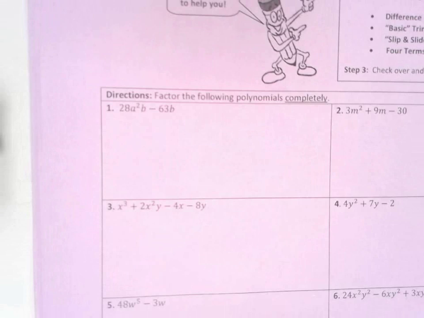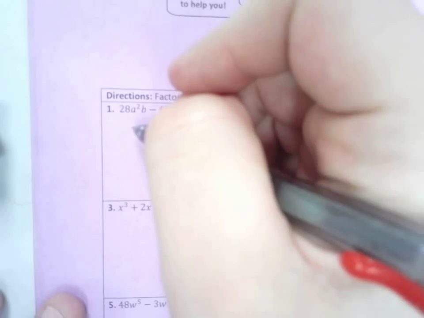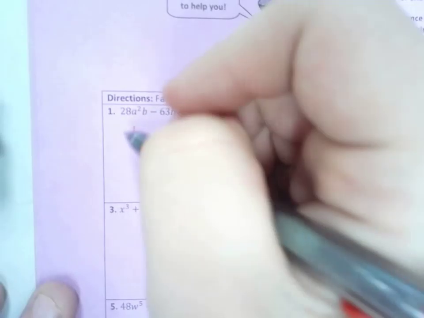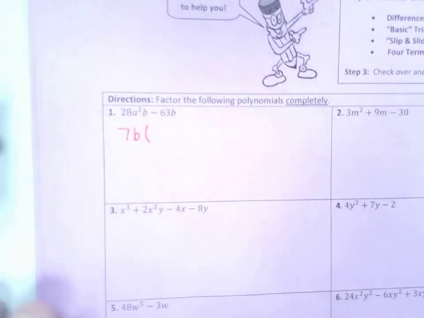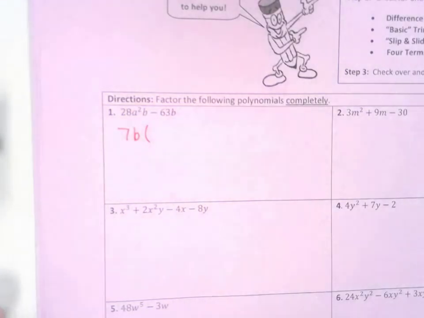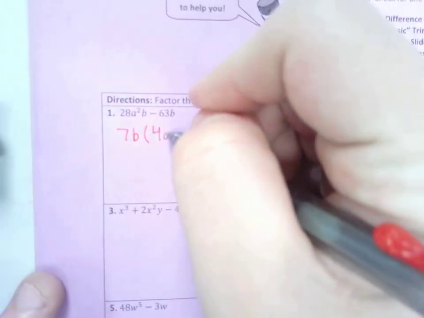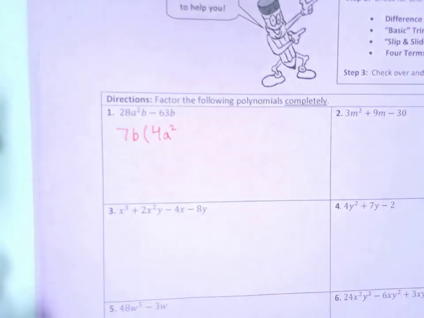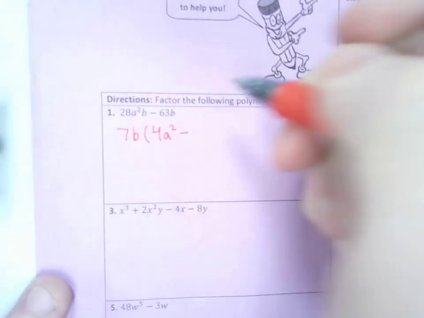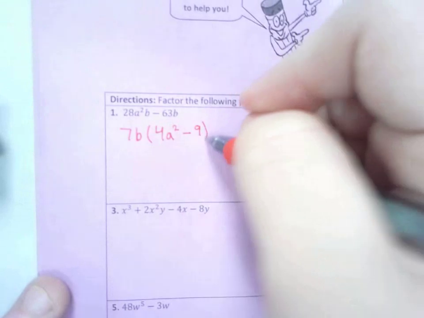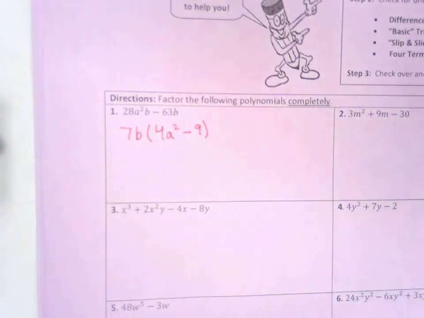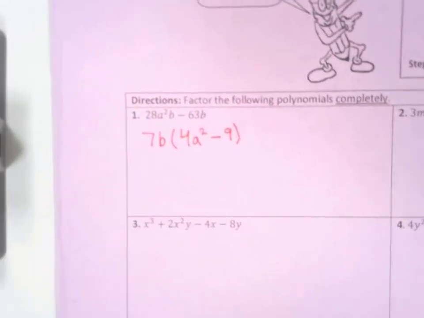So the first thing we always look for is what? GCF. Is there a GCF in number 1? B, okay, and? They do have a B in common, good, but something else. What? 7, good. Okay, and what are we left with if we factor a 7b out of 28a squared b? 4, good. A squared, because we did nothing with the a's. And what's 63 divided by 7? 9. Okay. So now we factored a GCF out. And we're left with this.